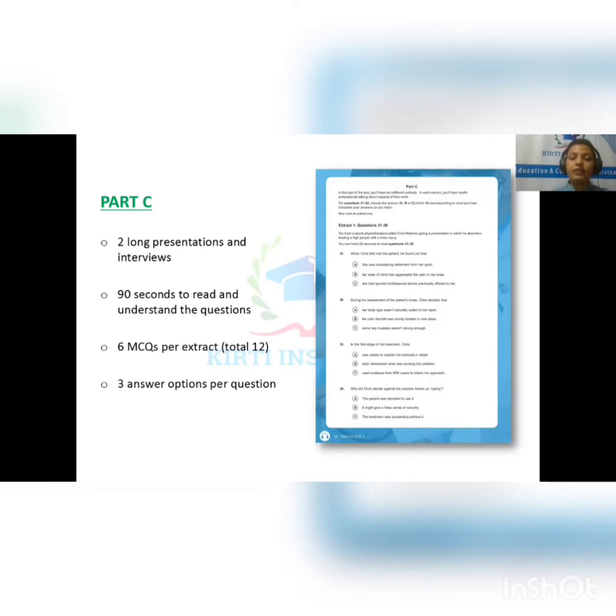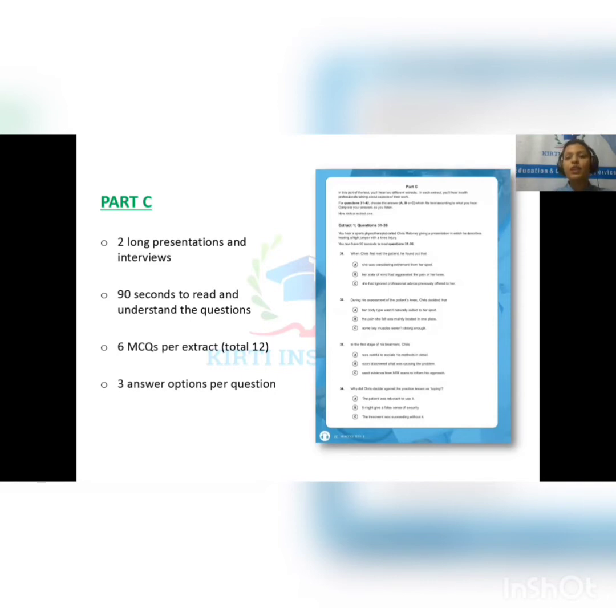Now, let us summarize what is there in listening OET. Part A is divided into 2 extracts, 12 plus 12, total 24 blanks. Before each extract, you will be given 30 seconds to prepare for the task. Then the audio will be played and you will have to write your answers on the question paper itself.